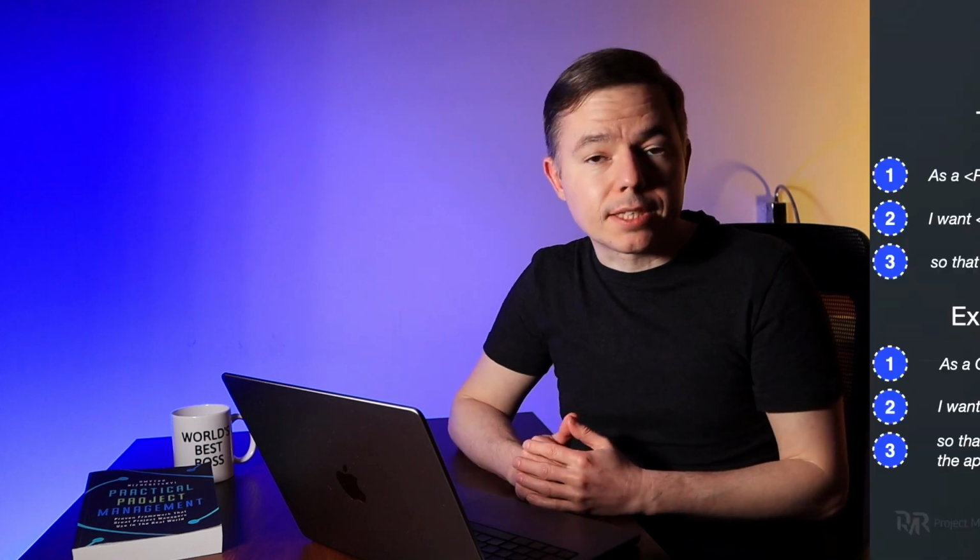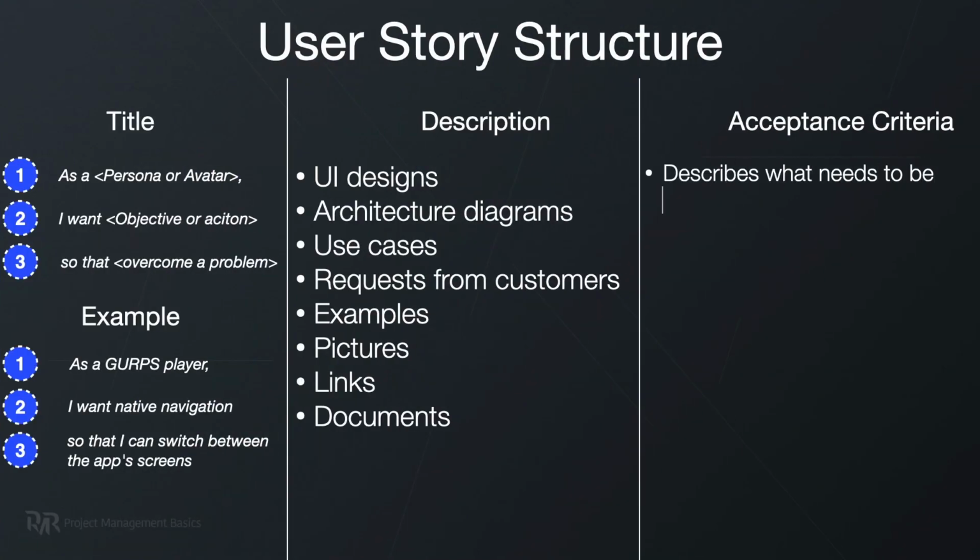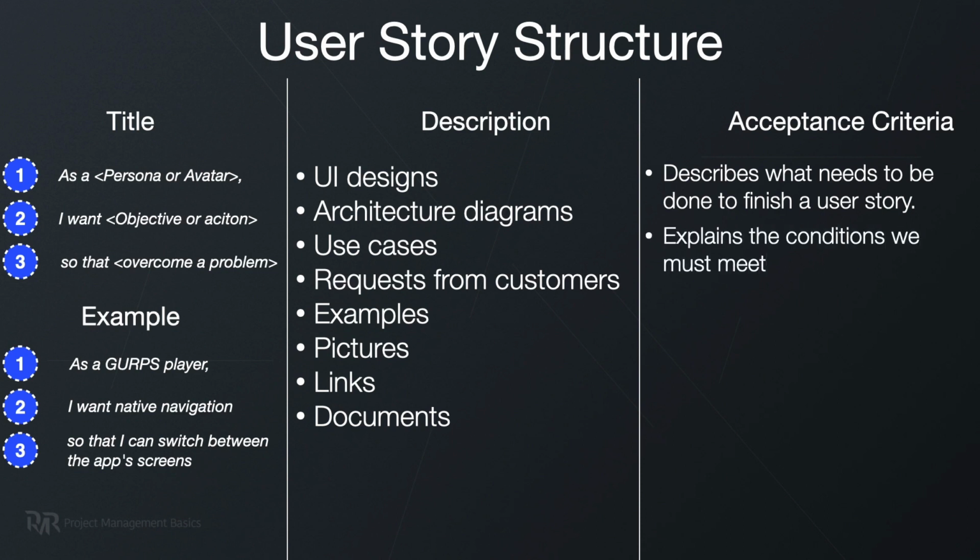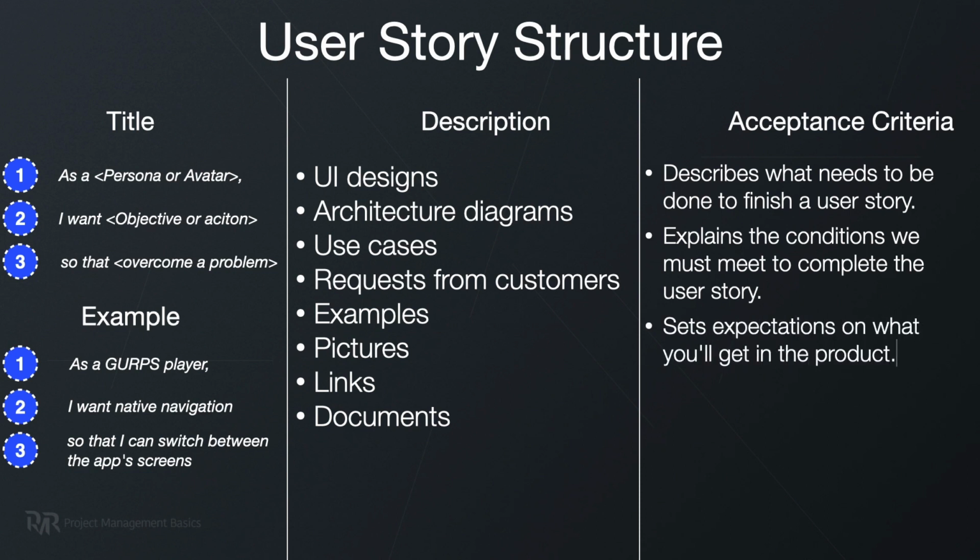Next, we have acceptance criteria for a user story, and it serves so many purposes. Describes what needs to be done to finish a user story. Explains the conditions we must meet to complete the user story. Sets expectations on what you'll get in the product. Specifies the main use cases that we must cover.